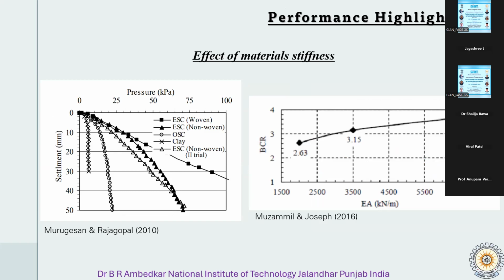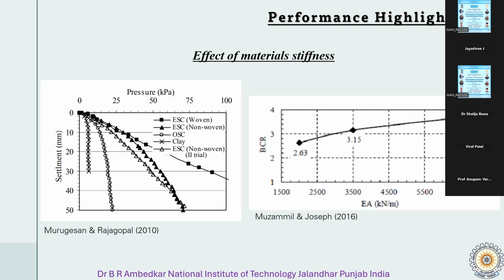So again, you can see the type of the stiffness of encasing material, how it informs. Here you can see with the woven types of the geotextiles, which perform the best, showing the least settlement under increasing pressure. But ESC with non-woven geotextile, the triangles, they perform slightly less effectively, but still much better than unreinforced clay and ordinary stone columns. And the clay layer without any column, it shows the highest settlement, indicating poor performance.